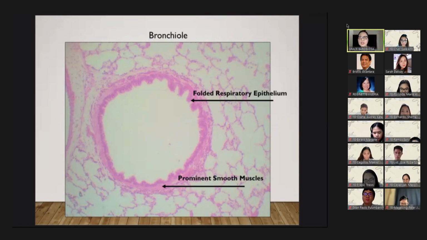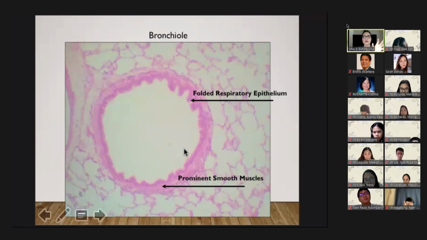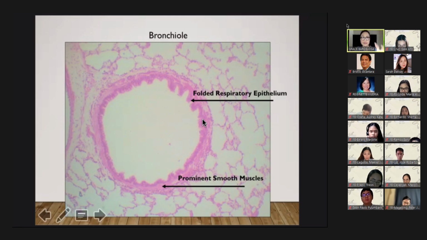So these are the smallest branches of the bronchial tree, and they are referred to as bronchioles. Now, what we see here, the main difference between the intrapulmonary bronchi and the bronchiole, is the absence of supporting cartilage and glands. But before that, we know that the lining epithelium of the bronchiole is ciliated columnar and cuboidal cells. But we can still appreciate the presence of a few goblet cells.